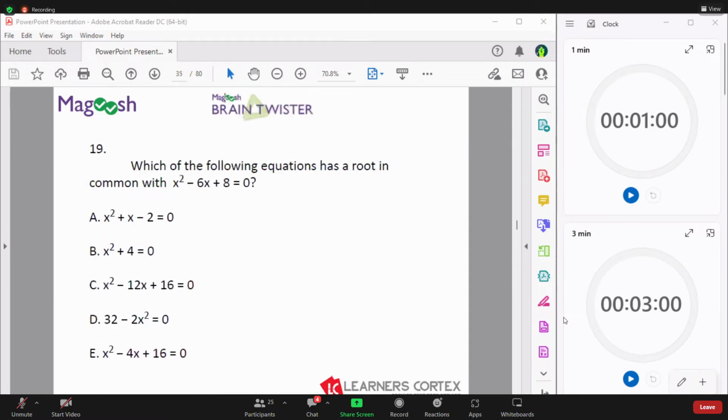Okay, the next question: which of the following equations has a root in common with the given one? Solve for the constant first and then check. Remember the signs of B and C.